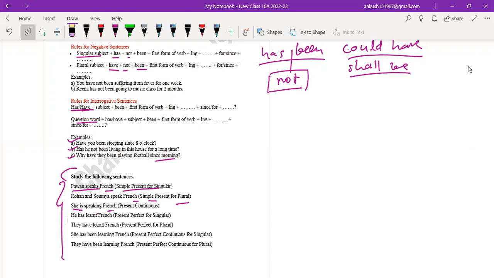It has to be written very clearly. There is no rule to put lots of punctuation, only the signs we have to use. Fourth is he has learned French, present perfect for singular. They have learned French, perfect tense for plural. She has been learning French and they have been learning French. These are for perfect continuous tense with singular and plural subjects.